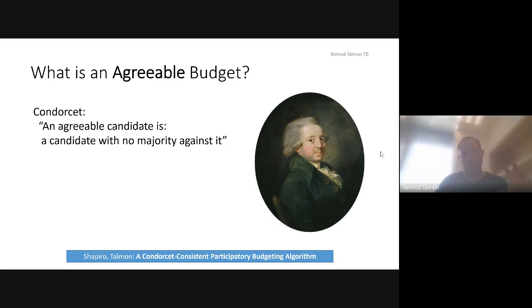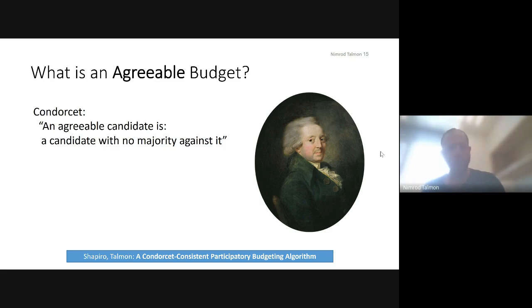So in the contrapositive, it means that if there is a candidate such that for no other candidate there is a majority that prefers this other candidate over this candidate, then this is the candidate that we should pick as a winner for this single-winner election, or as a president, for example.